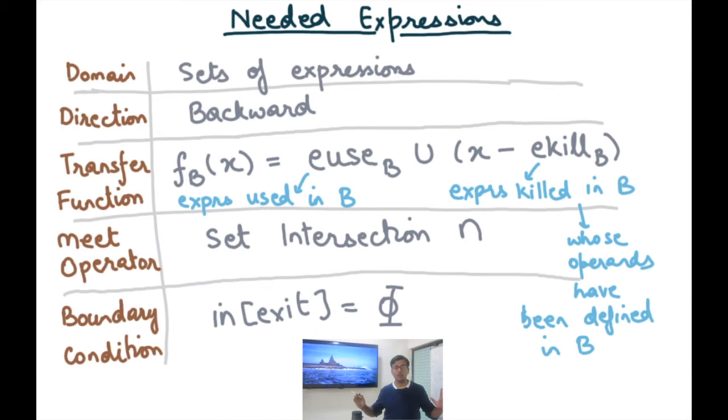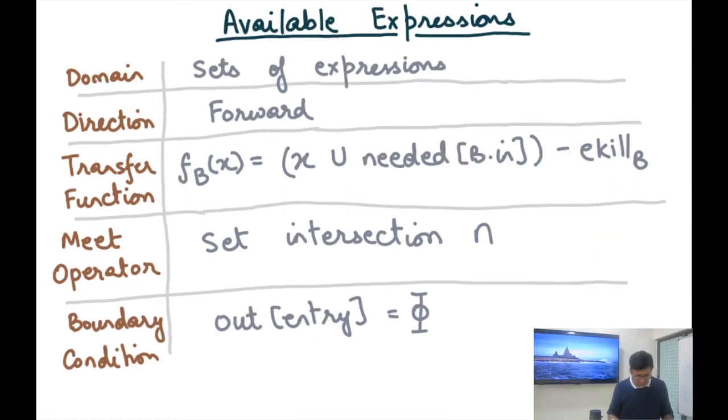If it has been used and not been killed on all the outgoing paths, then at that program point it is available, it is needed. And so the meet operator is set intersection, because I want it to be needed on all the outgoing program paths. And what's the boundary condition? Because it's a backward data flow analysis, I'm going to specify the boundary condition at the exit of the program, and the boundary condition is that nothing is needed at the exit of the program. Right? So no expression is needed at the exit of the program, and that's trivial because we don't need to do any computation at the exit of the program.